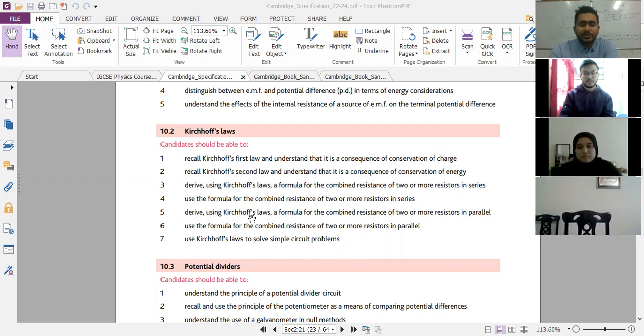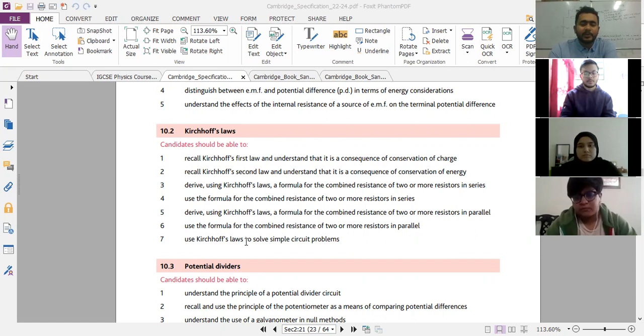Derive using Kashaf's law a formula for the combined resistance of two or more resistors in parallel. Use the formula for the combined resistance of two or more resistors in parallel. Use Kashaf's law to solve simple circuit problems. So it is a very easy and short syllabus regarding Kashaf's law.